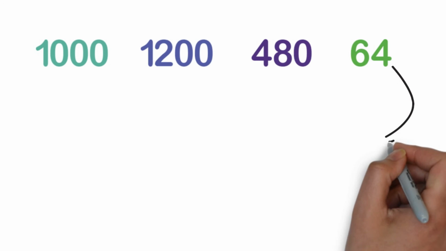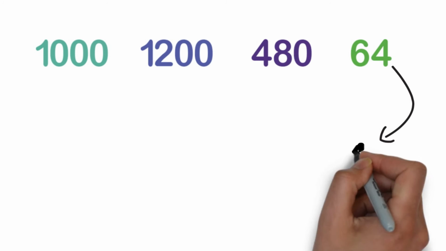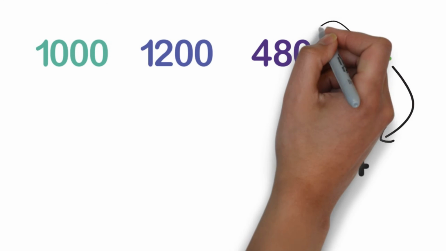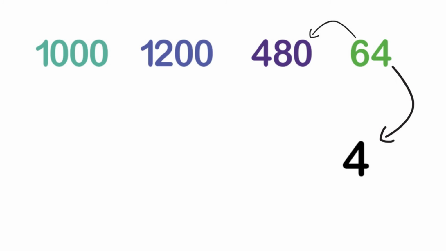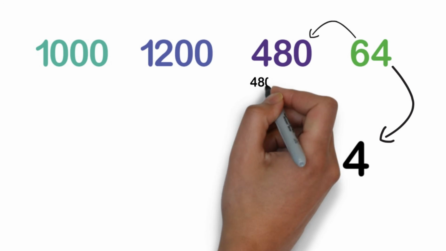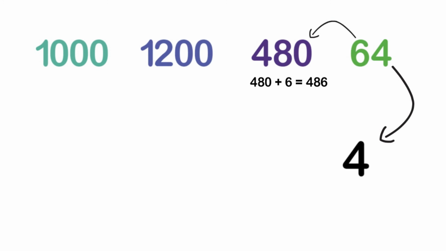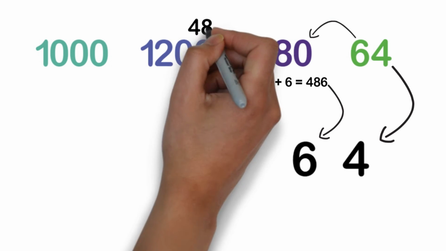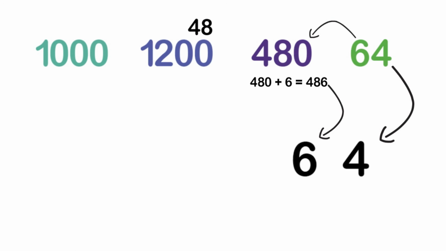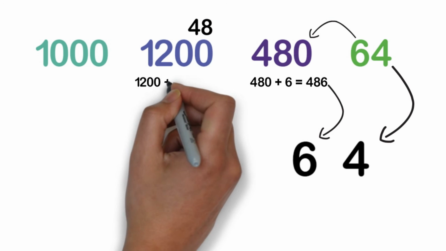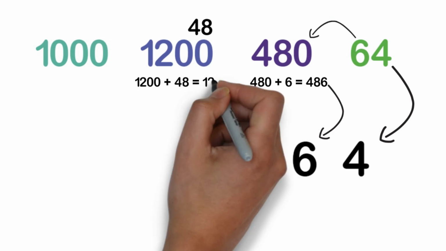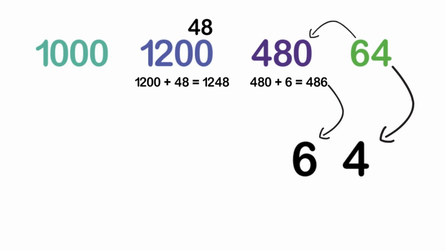Remember, we have 64 on the right, so we keep 4 on the right and we take 6 over to the second right where we have our 480. So we have 480 plus 6, which equals 486. Now we have 486 in the middle right. So we keep 6 and we take 48 over to the middle left where we have 1,200. So we have 1,200 plus 48.